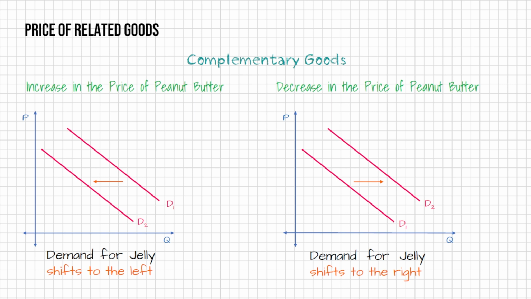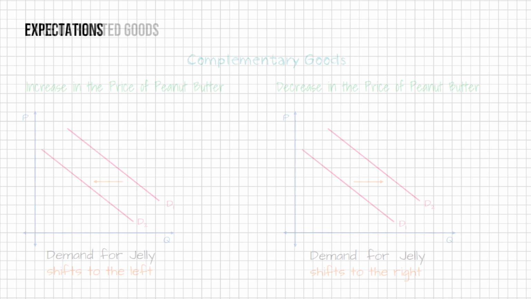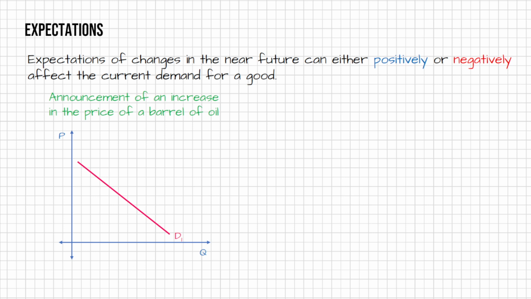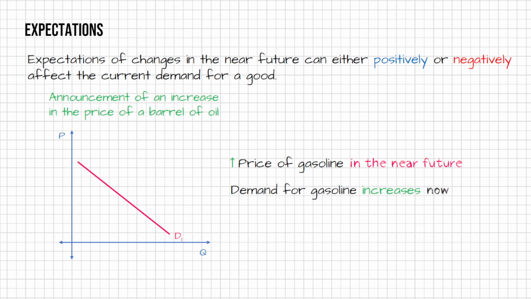Now let's talk about expectations. Expectations of changes in the near future can impact the demand today. Let's say you read a news report that oil prices are expected to rise. How does that affect today's demand for gasoline? If you expect oil prices to rise, you'll also expect gasoline prices to go up too. So you'll fill your tank now, increasing today's demand for gasoline. So the demand curve for gasoline shifts to the right today.